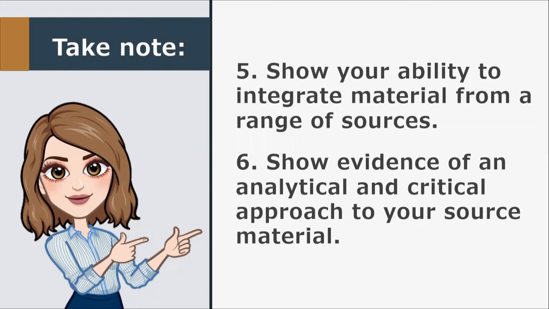Next, number 6, show evidence of an analytical and critical approach to your source material. Since writing a research paper needs wide reading, reviewing your source of information will make you analytical and critical at the same time, meaning it will show how careful you are in selecting the source of information that you're going to integrate in your research paper.